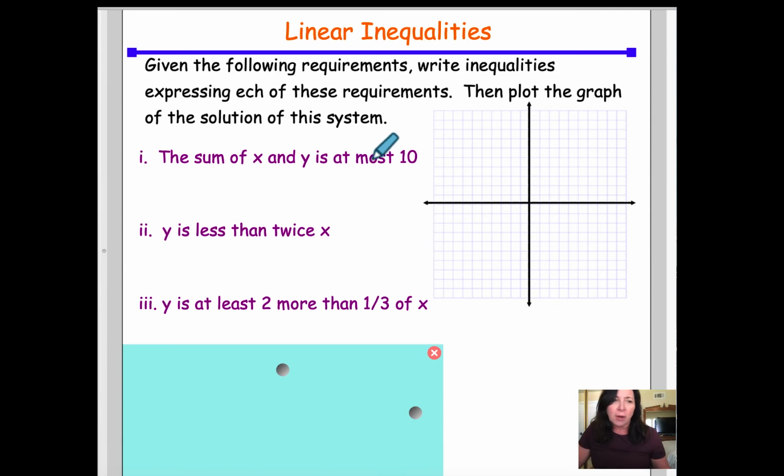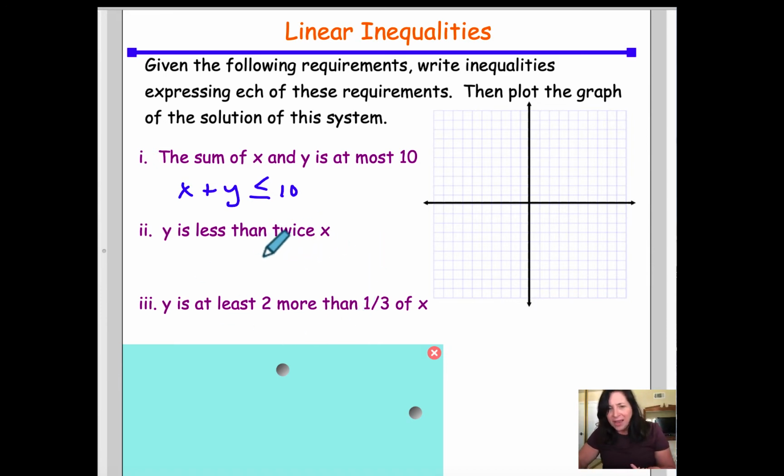Given the following requirements, write inequalities expressing each of these requirements. Plot the graph of the solution to the system. So we have, the first one says the sum of x and y. So add those. x plus y is at most. So it can't be more than. So it's at most, right? 10. So we're going to do that. Could be equal to 10, but it's at most.